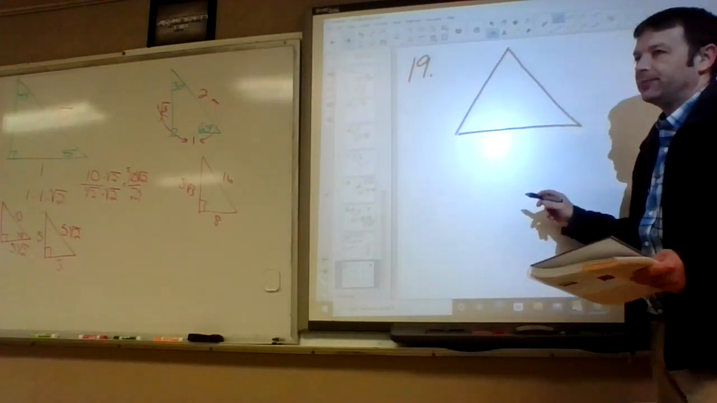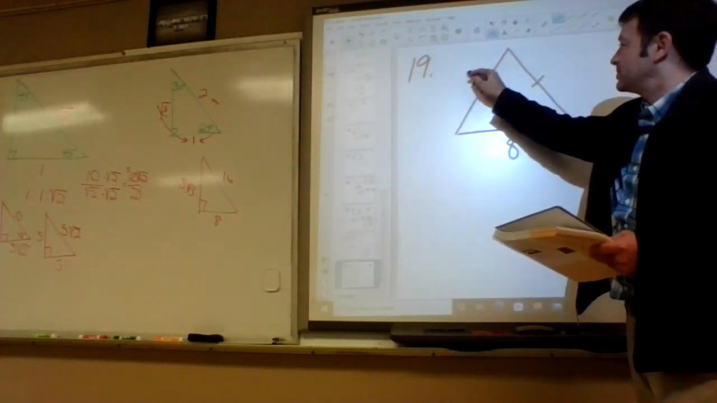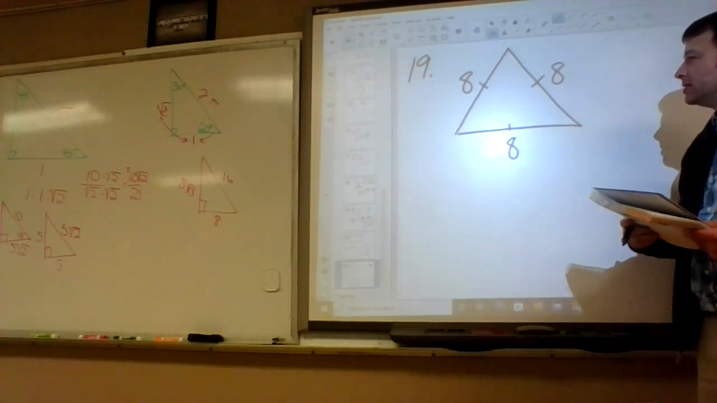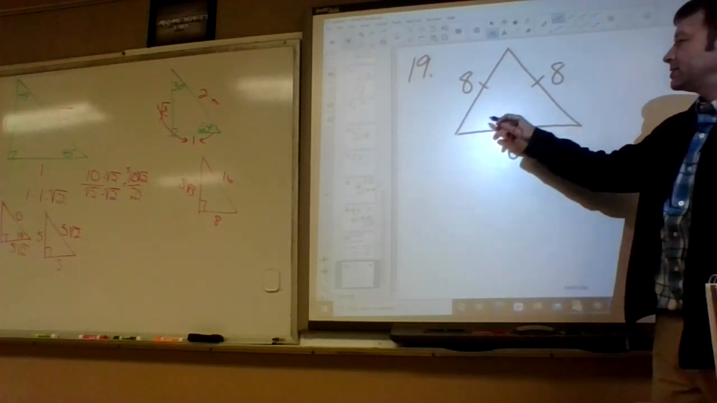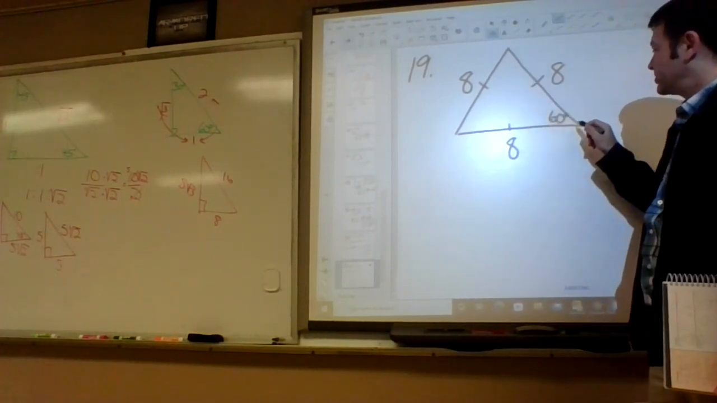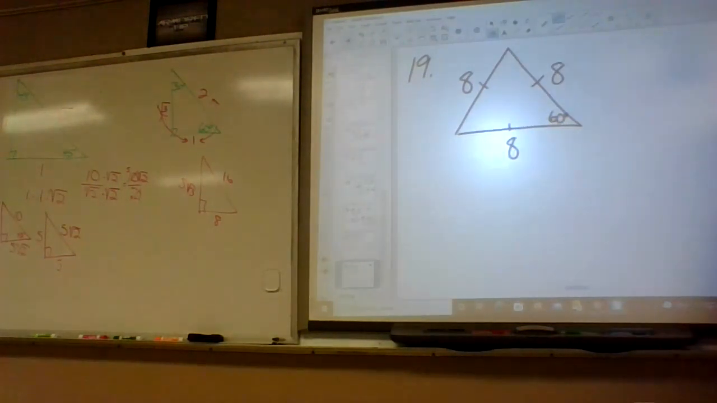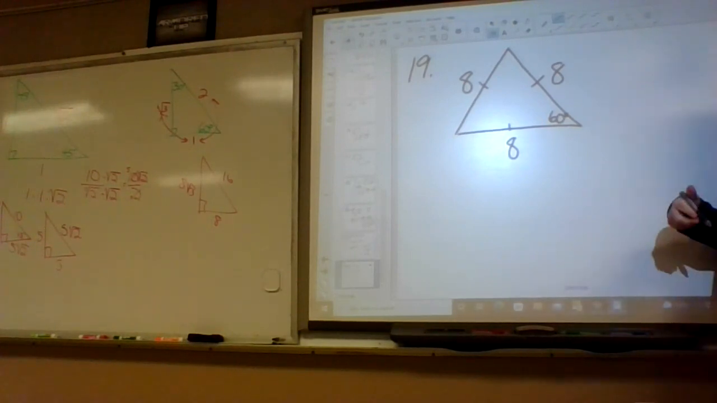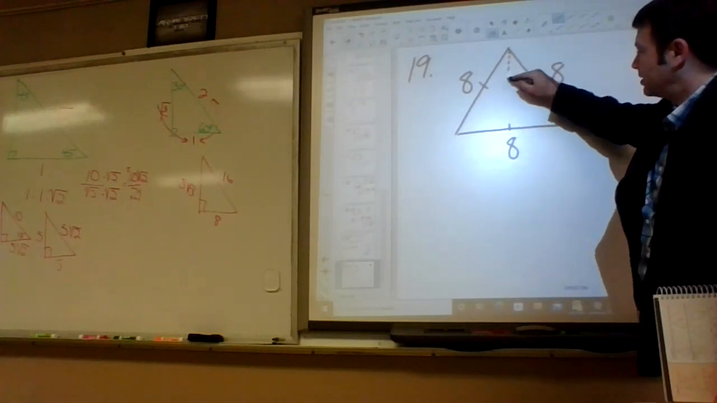Yeah, but it had a special name. Equilateral. Because they put those marks on all the sides, so that means they're all 8. Do you remember what the angles in the equilateral triangle were? 60, 60, 60, because they all have to add up to 180. So that's important because, okay, how do I find the area of a triangle? Base times height divided by 2. So what am I missing? The height. So I need to draw it in there.